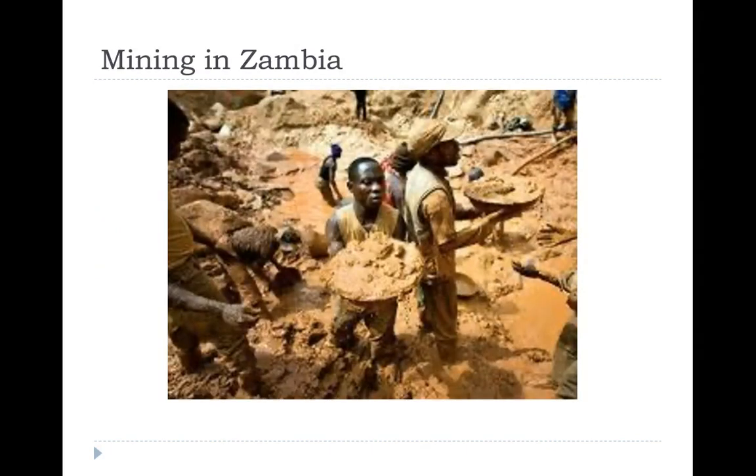Okay, so for example, mining in Zambia, these workers are doing everything by hand, so it's very labor intensive. They don't make a lot of money for what they're doing. And then Western companies often own these mines and sell the gems in Western economies. But they bring in jobs to the area.